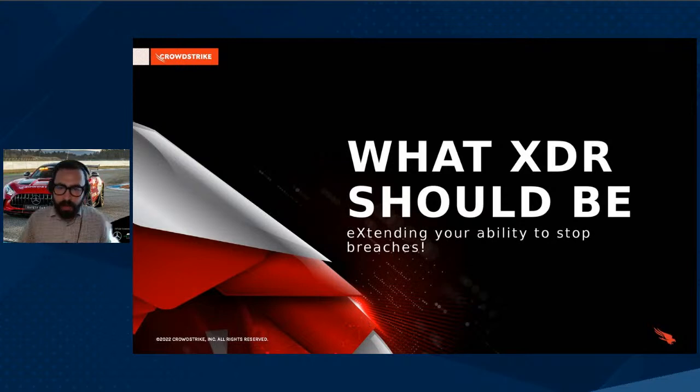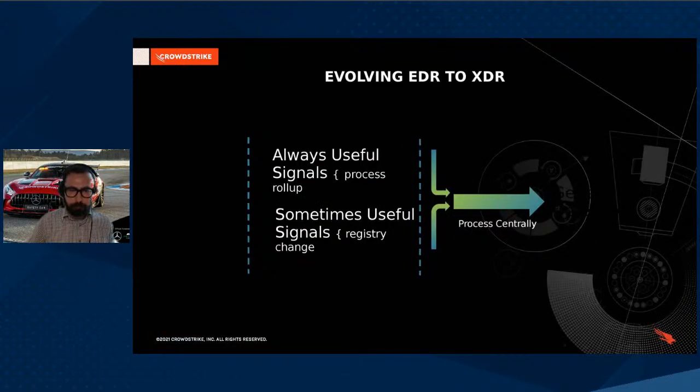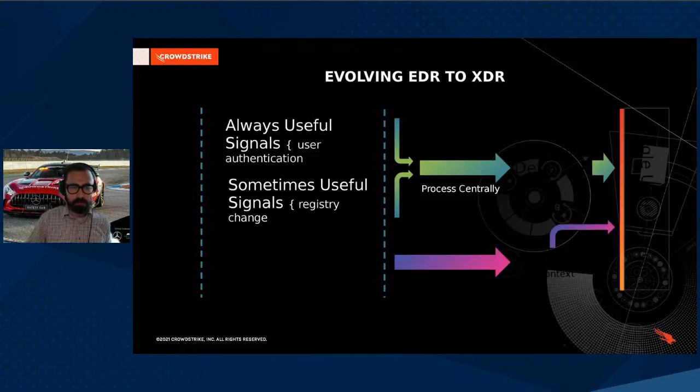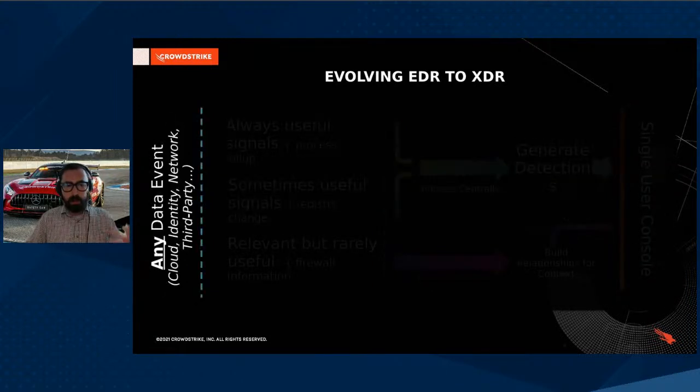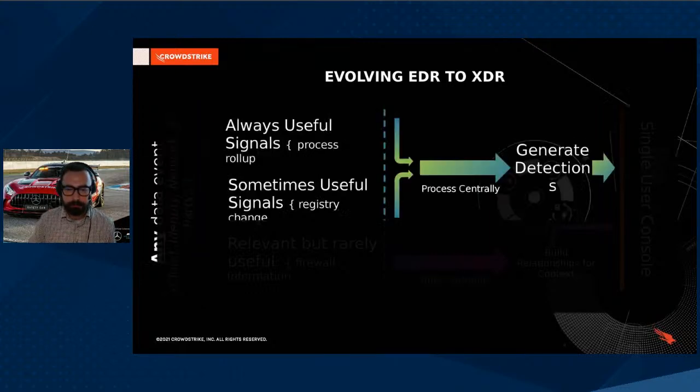So, what should XDR be? Again, we kind of boil it down to those always useful signals, or sometimes useful signals. But what we're doing is actually extending even further, bringing extra information into the environment. So take the first step. First of all, we're now looking at any data event. So be it cloud, identity, network, third-party, threat intelligence, internally sourced, externally sourced. Again, the core element of XDR is that X, the extended data set we're looking into.